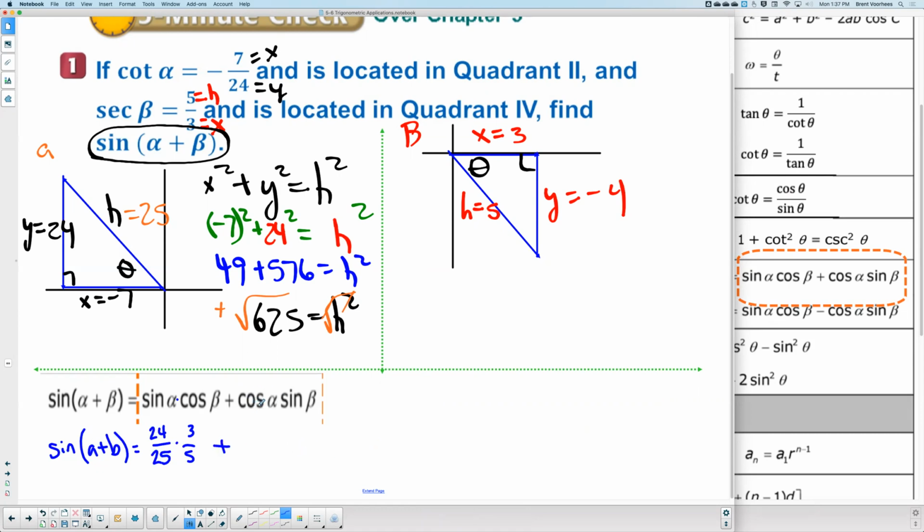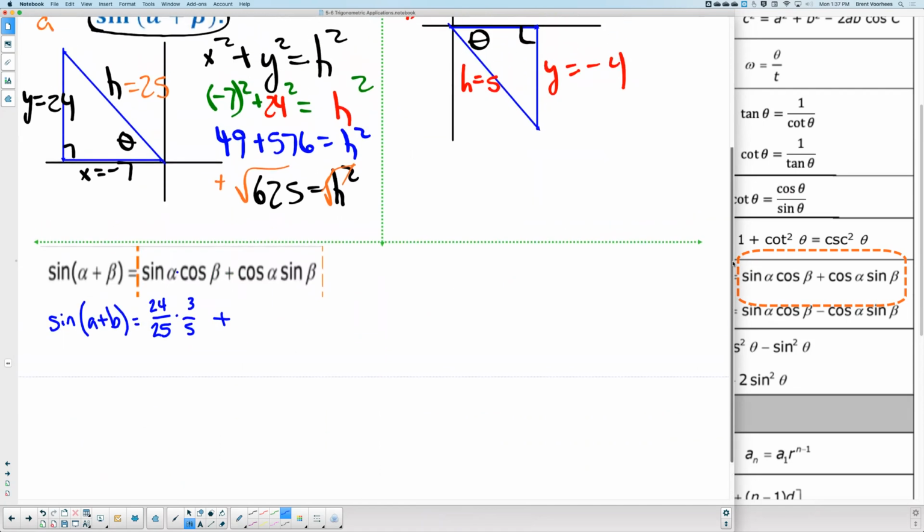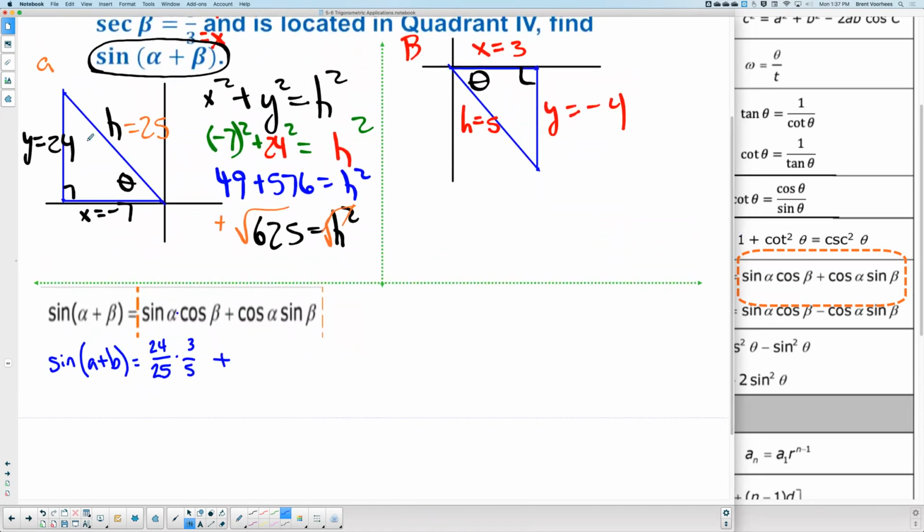Plus cosine triangle A. Let me extend this a little bit, make it easier for you to see this. Cosine of triangle A, 5, 4, 3, 2, 1. It's X over H, so -7 over 25. And this would multiply with sine of B. Sine of this triangle right here. Sine is Y over H, so 5, 4, 3, 2, 1.